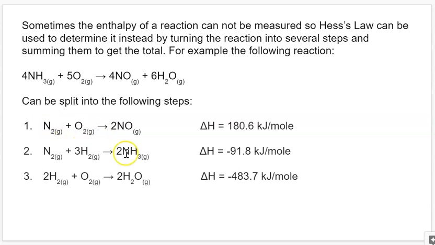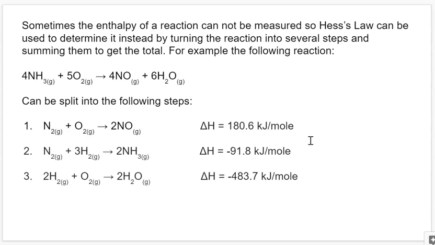So we have N2 plus O2 making 2NO. We have an enthalpy associated with that. We have N2 plus 3H2 making 2 NH3. You can see these all kind of look like heat of formation reactions. We have 2H2 plus O2 making 2H2O. And we have enthalpies associated with all of these steps.